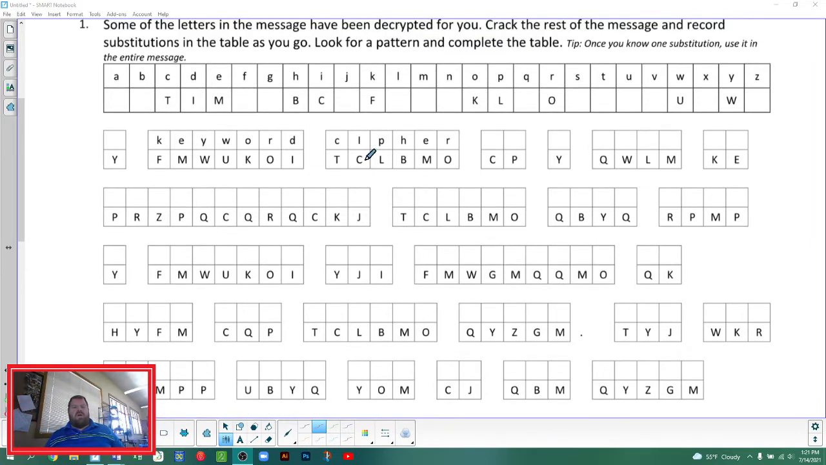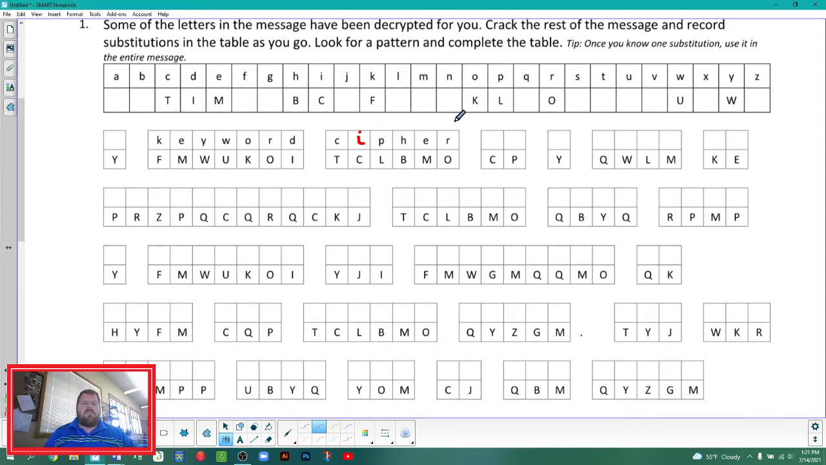And I do apologize, this capitalized I should be a lowercase i. If I knew where my pen was, I would write that. I'm just going to write it over it. And so all those things have been filled in. These are just the words from the cipher letters from keyword cipher. And so we need to figure out the rest of it.